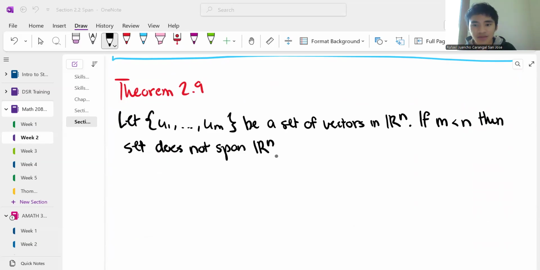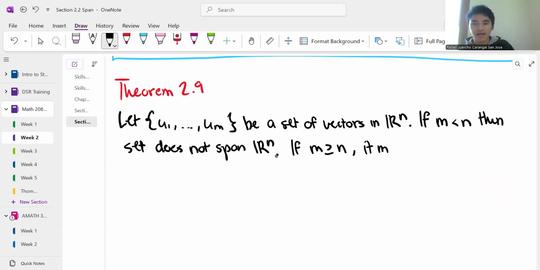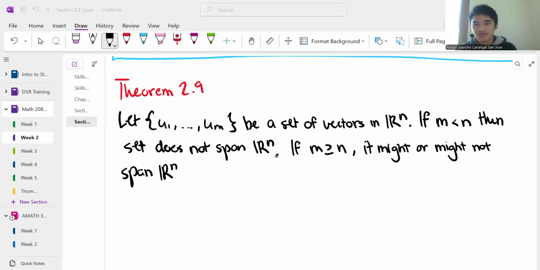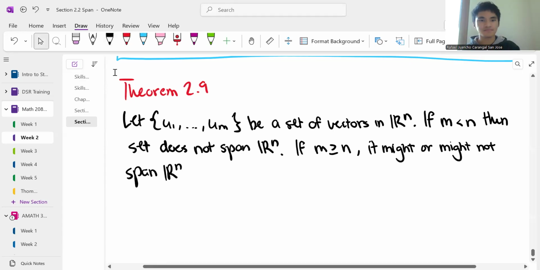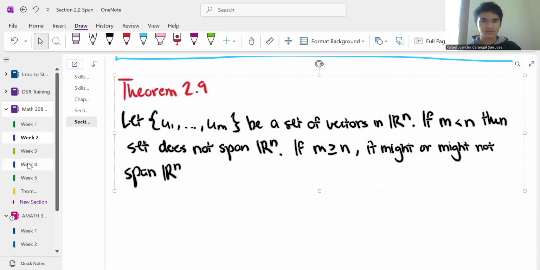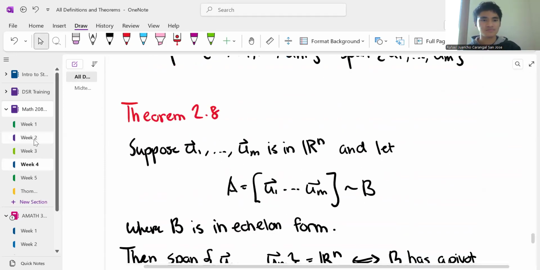Oh shoot, no, my bad. If it's greater than, it might or might not span Rn. So for this one, there is no correlation when m is equal to or greater than n. So we cannot really say. Okay. Right, so I'm going to put it here. Another theorem.